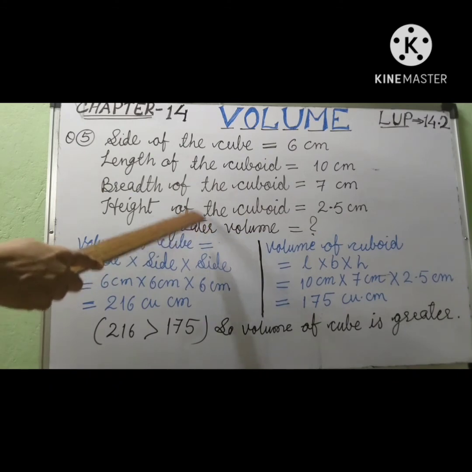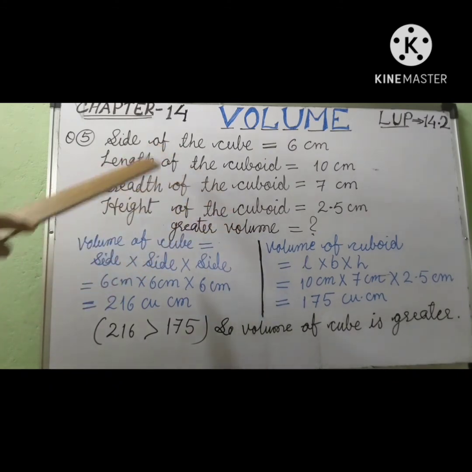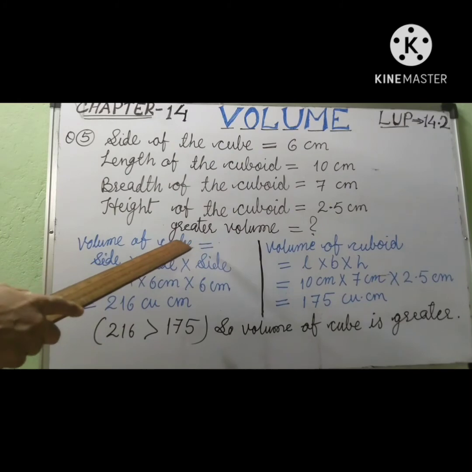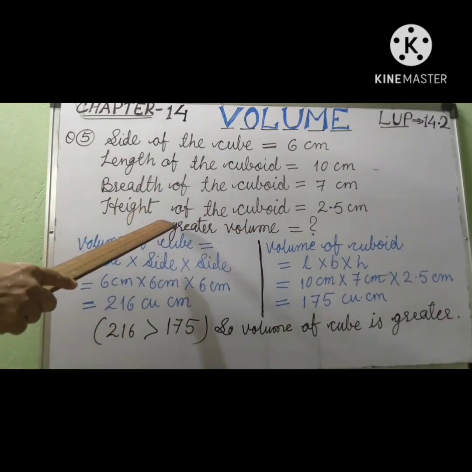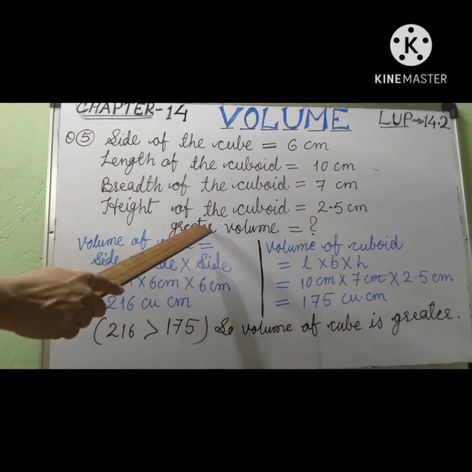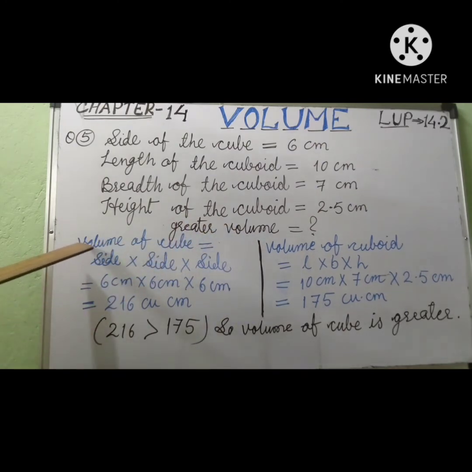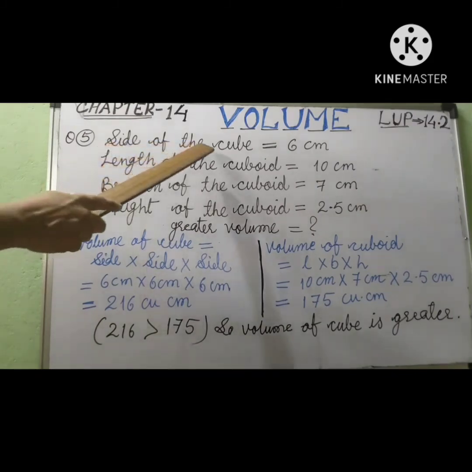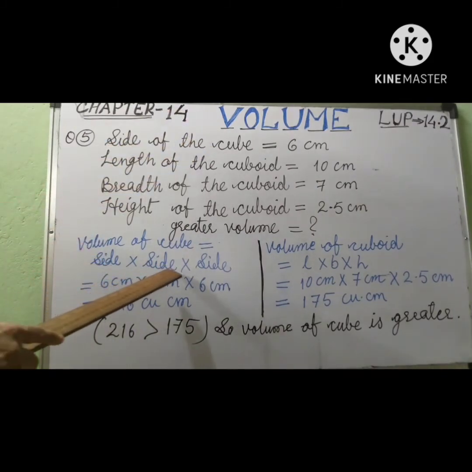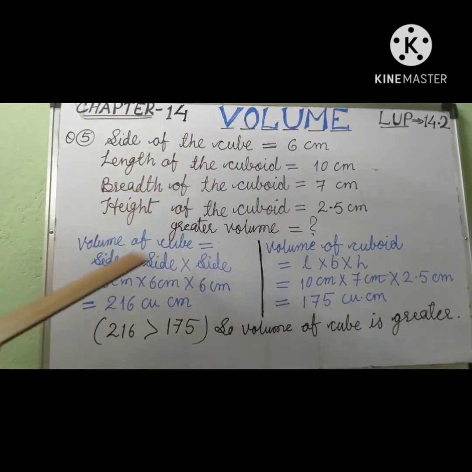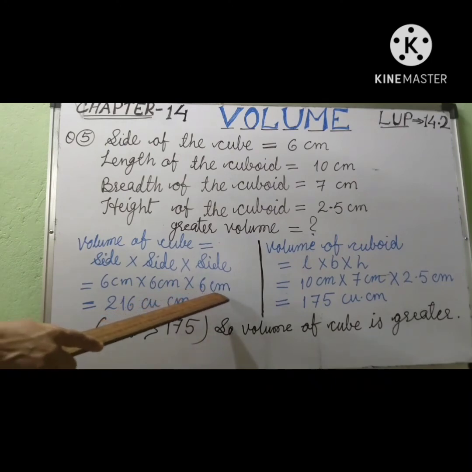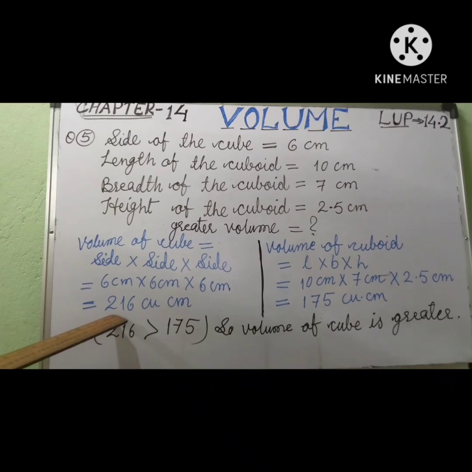So how do we find which shape has greater volume? First of all, we have to find the volume of both the shapes. Then we can come to the conclusion which figure has greater volume. First we will find the volume of the cube, and the formula is side into side into side. The side of the cube is given as 6 centimeter. We can write 6 centimeter into 6 centimeter into 6 centimeter. When we multiply all the three dimensions, we will get 216 cubic centimeter.